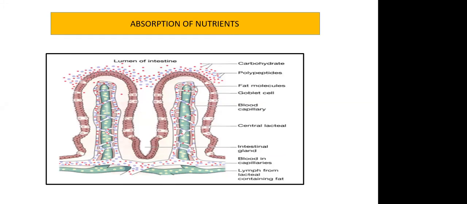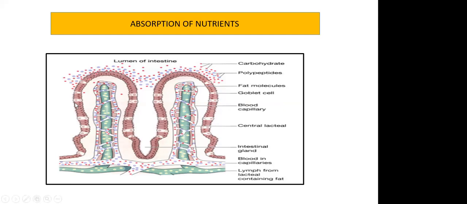What are these fat soluble vitamins? Vitamin A, vitamin D, vitamin E, and vitamin K. They are absorbed by the lacteals along with fatty acids and glycerol. And I told you vitamin B12 combines with the intrinsic factor in the stomach and is actively absorbed in the terminal ileum.